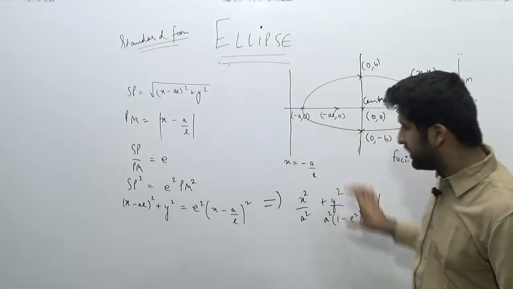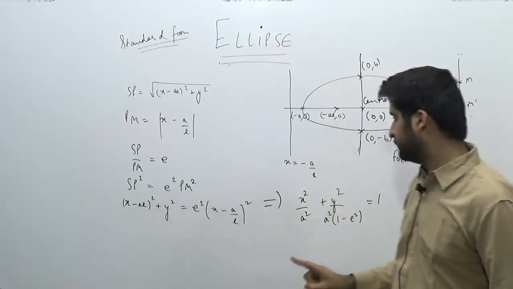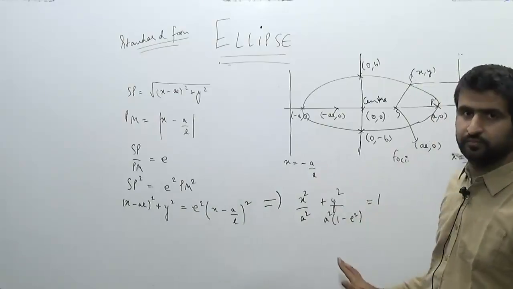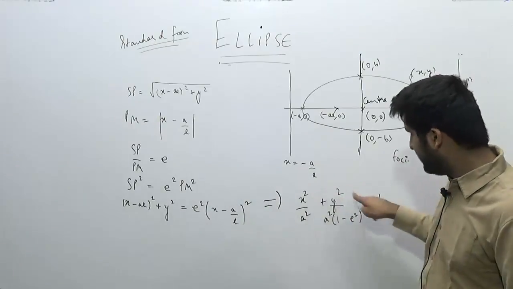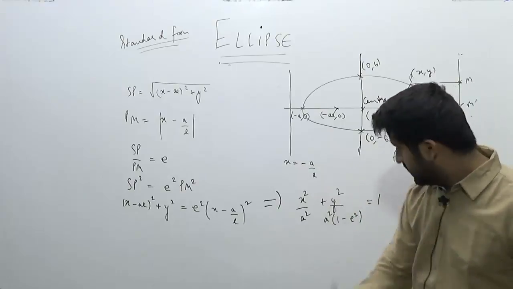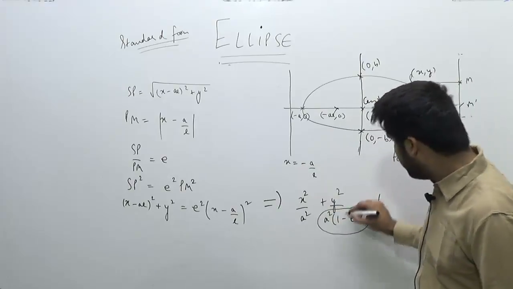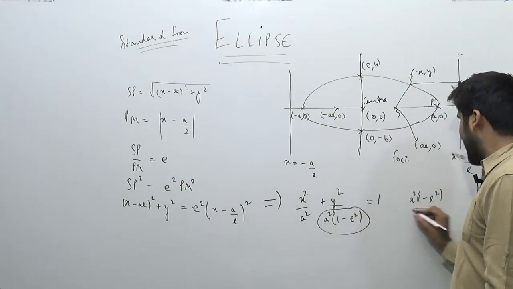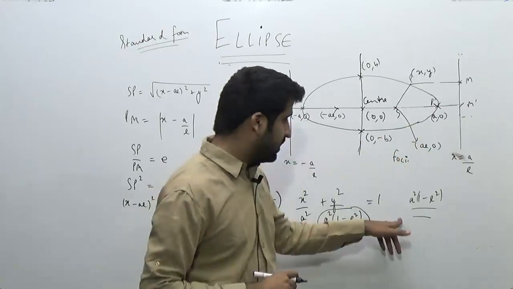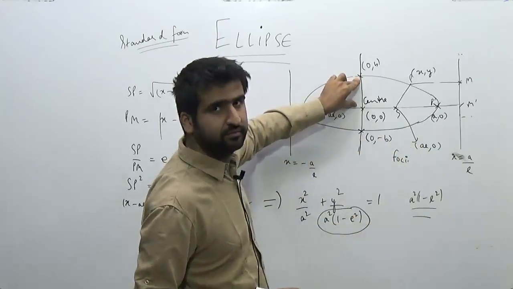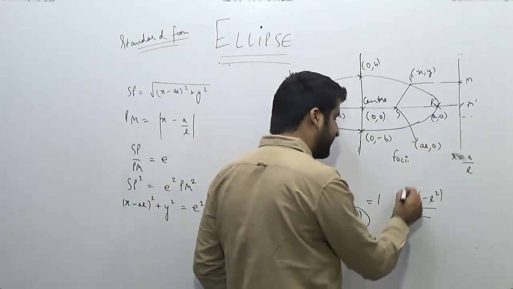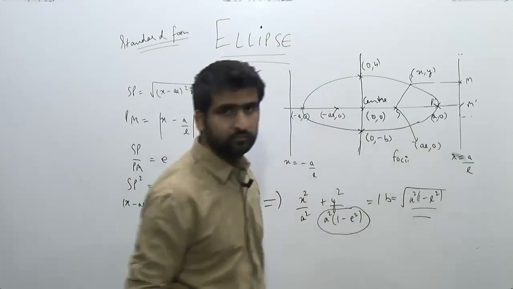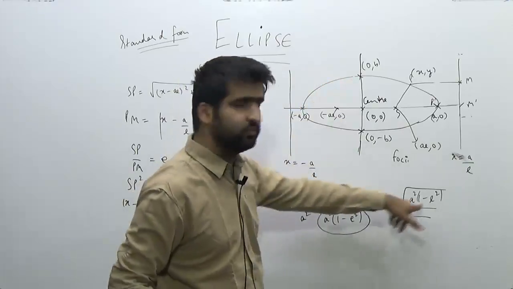So if you open up this equation, you will get an x square term and a y square term. And after completing the squares of those terms, you will get a result something like this. Okay, simple. Now we see that A square into (1 minus E square) came out to be the square of this distance. So we can say that the square root of this distance comes out to be b. Right? So this b is equal to this.